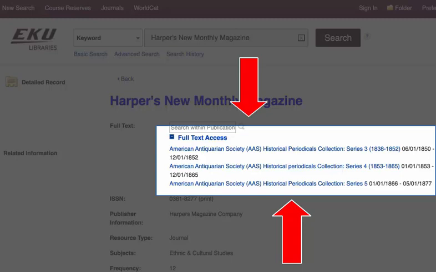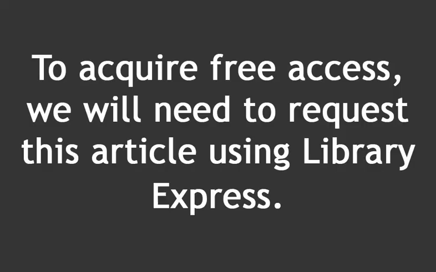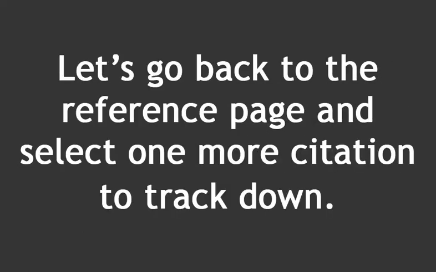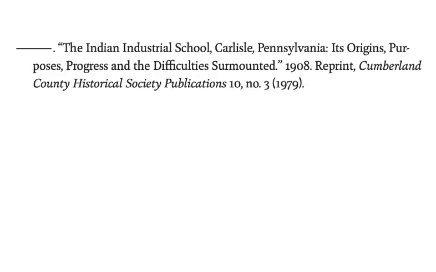Notice the dates listed. Those indicate which publication years are included in the library subscription. We need 1881. Our article falls outside the dates of the library subscription. To acquire free access, we need to request this article using Library Express. Let's go back to the reference page and select one more citation to track down. This citation is a bit trickier.